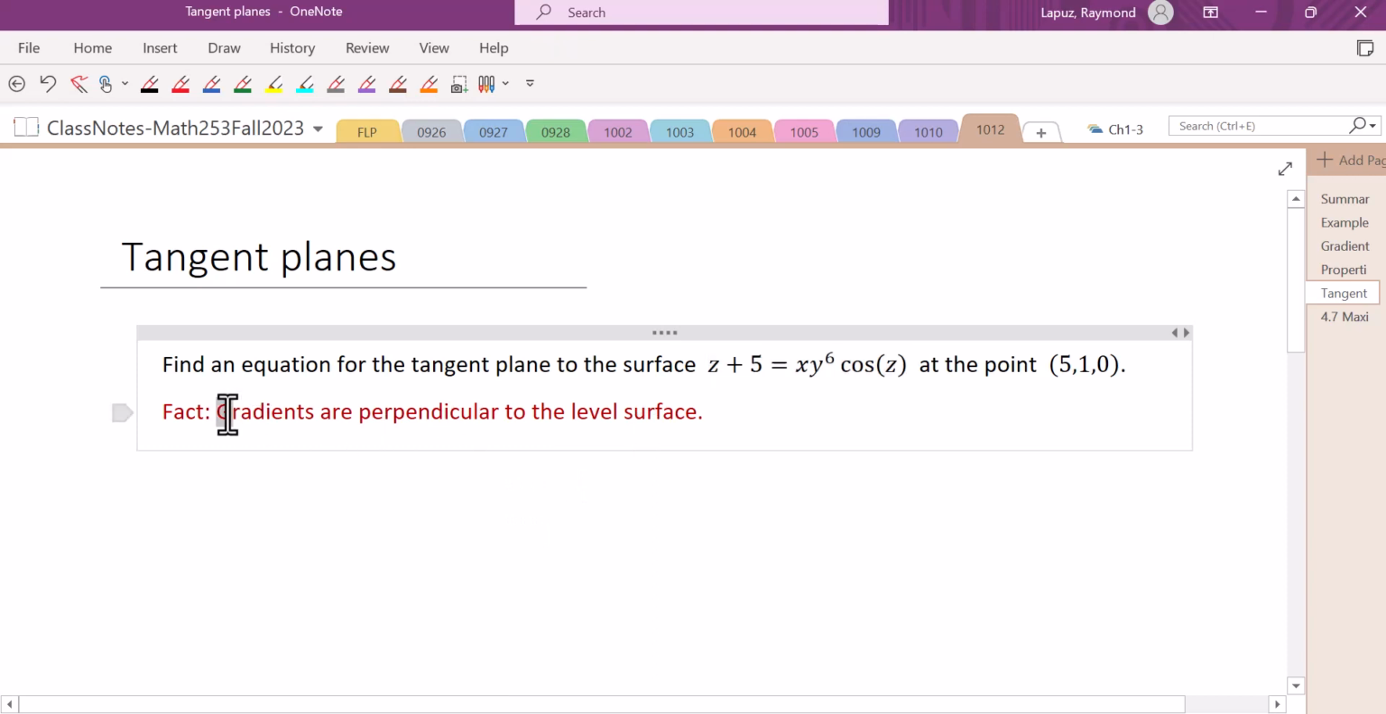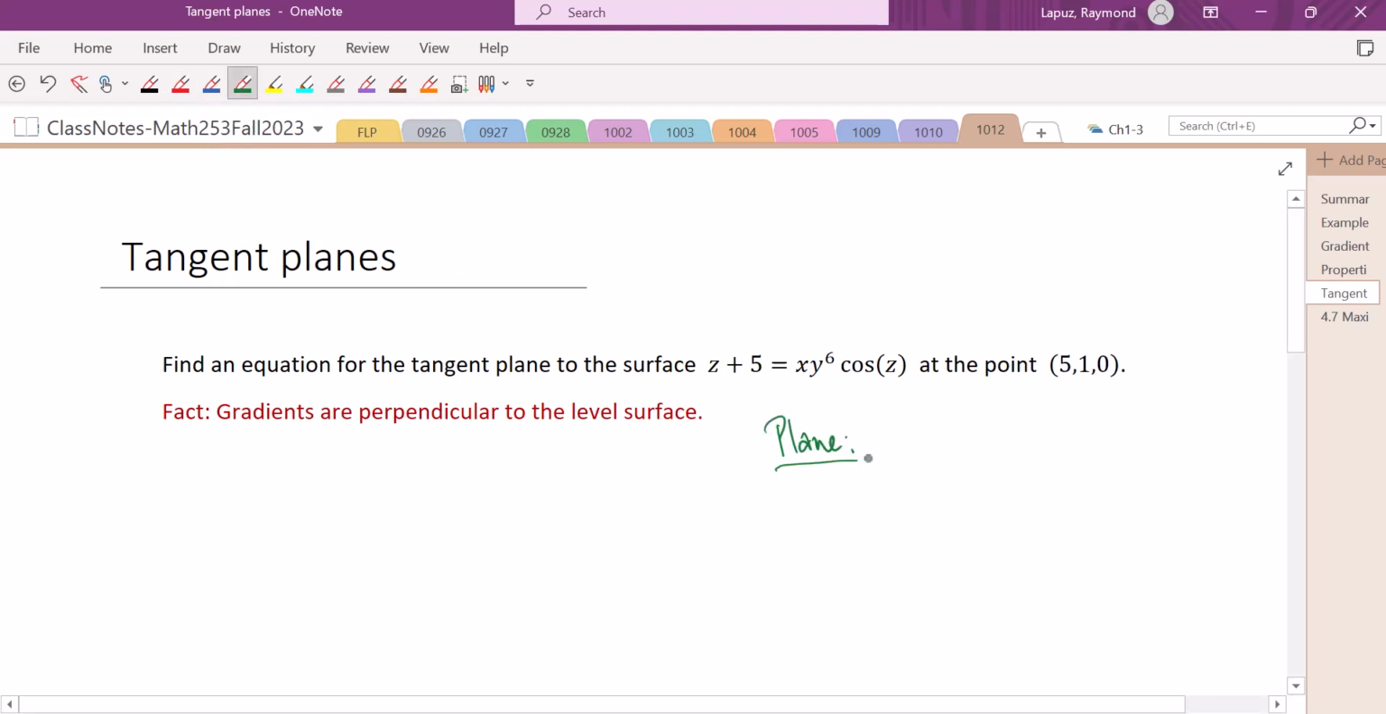Once we define that function of 3 variables, we're going to look for its gradient, evaluate it at this point, and then we will have a vector that is perpendicular to the level surface, and that will give us our normal vector. We'll use this point to create our tangent plane. Just as an aside, remember for a tangent plane or any plane, we need a point and a normal. We have the point, that's done. The normal vector will be the gradient.